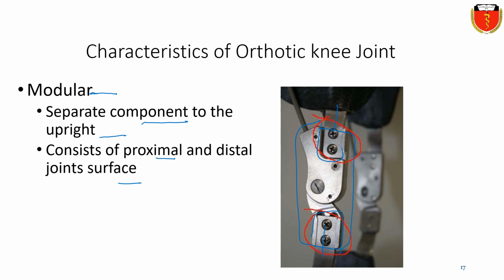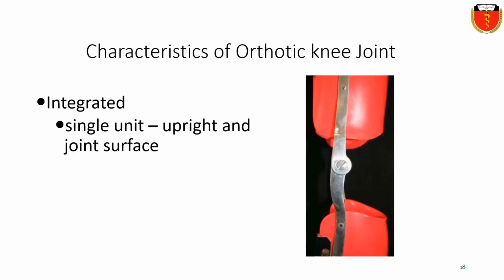So this is the meaning of the modular knee joint, which has a separation between the upright and the joint. For the integrated joint, it means that it's just one piece. The upright and the joint itself are in one piece, so it connects directly from the upright to the joint and from the distal upright to the joint surface itself. It just has the upright and the joint surface.